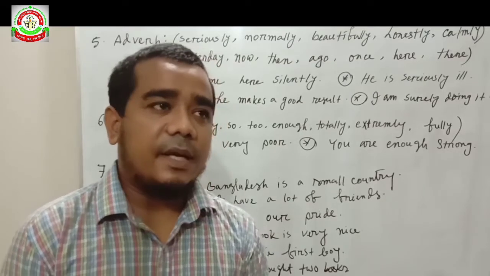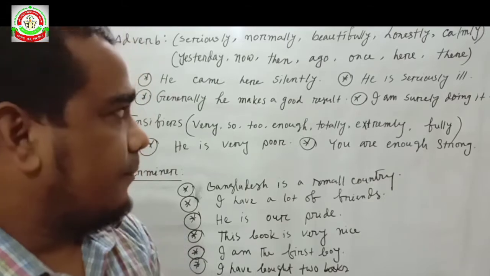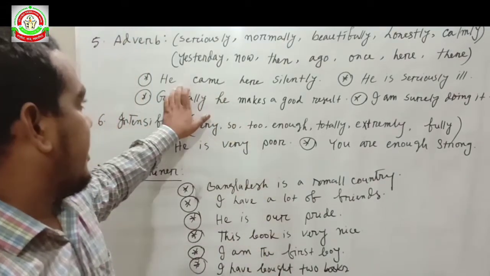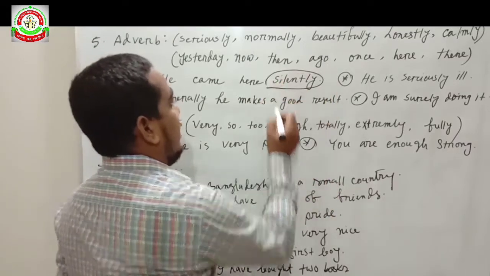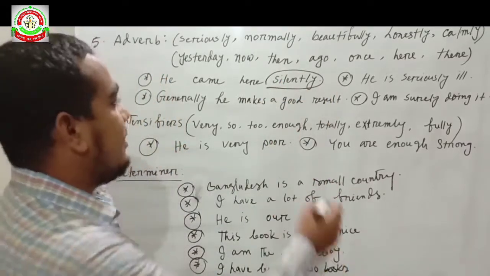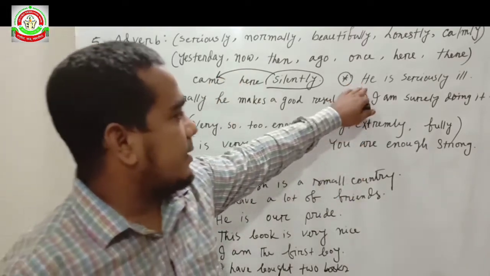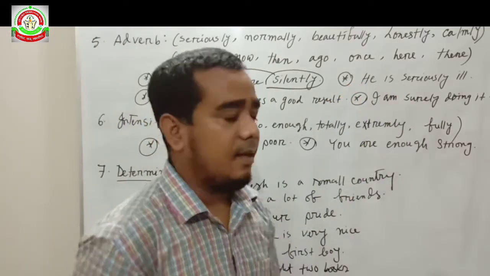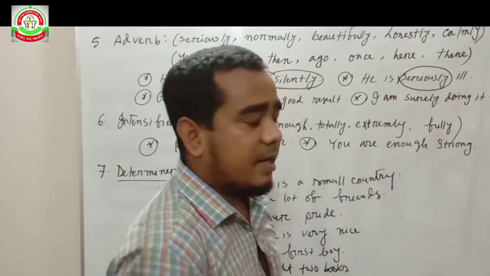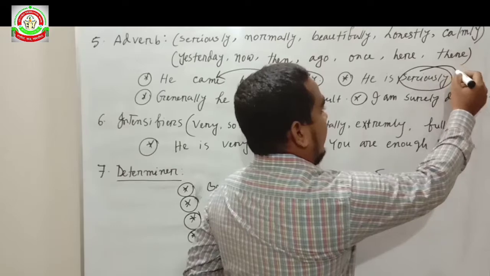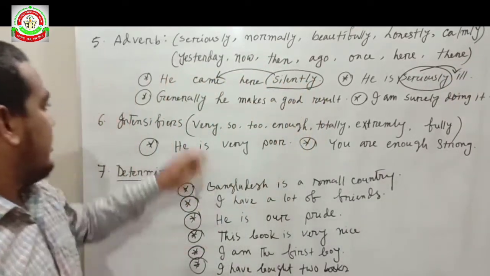An adverb can pre-modify and can post-modify. Look at the sentence: He came here silently. Here, silently is an adverb, and this silently post-modifies the verb came. In this sentence, he is seriously ill. Here, seriously is an adverb word. This word pre-modifies the adjective ill.